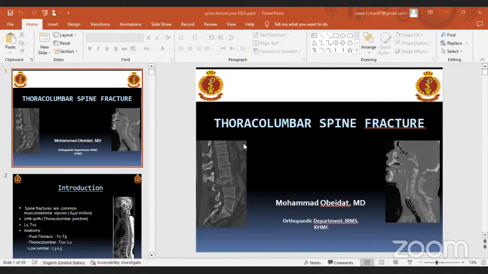Then the other one, the classification. عشان memorize it easy لازم تحفظ 2 thirds. Anterior longitudinal ligament, anterior 2 thirds of the vertebral body, anterior 2 thirds of the disc, is the anterior column. The middle column is the posterior 1 third of the vertebral body, posterior 1 third of the disc, and the posterior longitudinal ligament. And TLICS is the most important one, the most popular one.